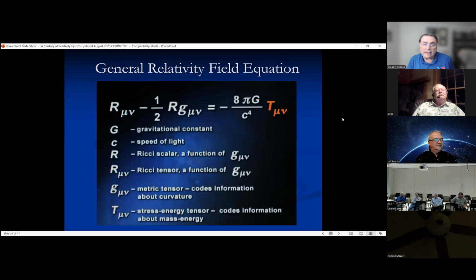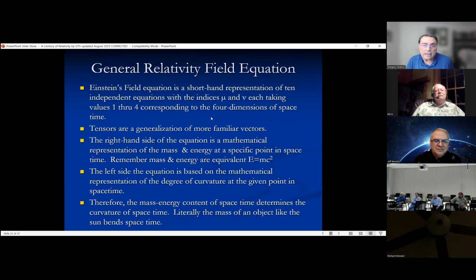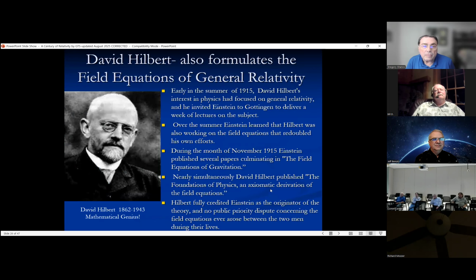And then this is the big equation of general relativity. The reason I put this on is just so that you can see this part here represents the curvature of space-time, and this part here represents the mass energy. So this is saying mass causes curvature of space-time. That's basically what it's saying here. Okay. And then I'm explaining it here. I want to move a little quicker.